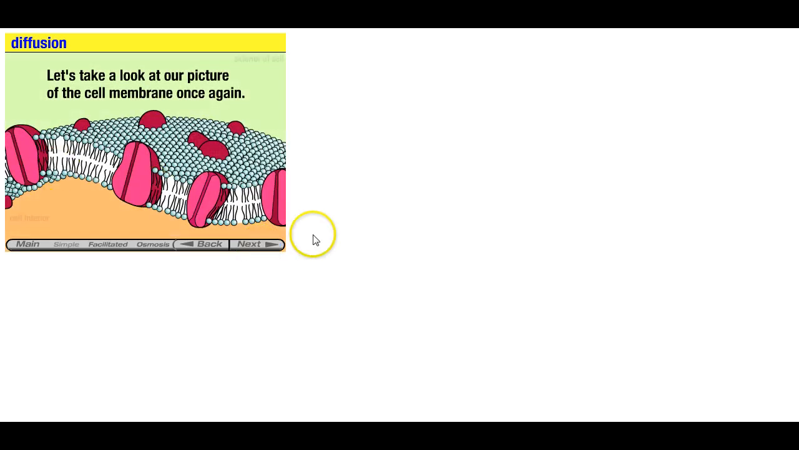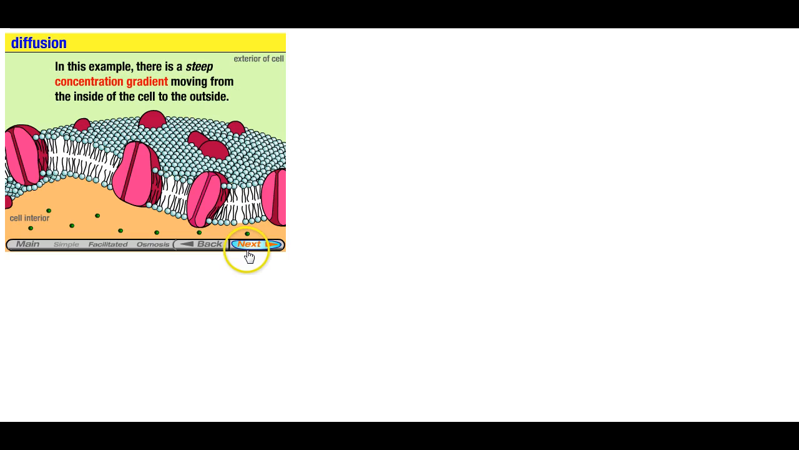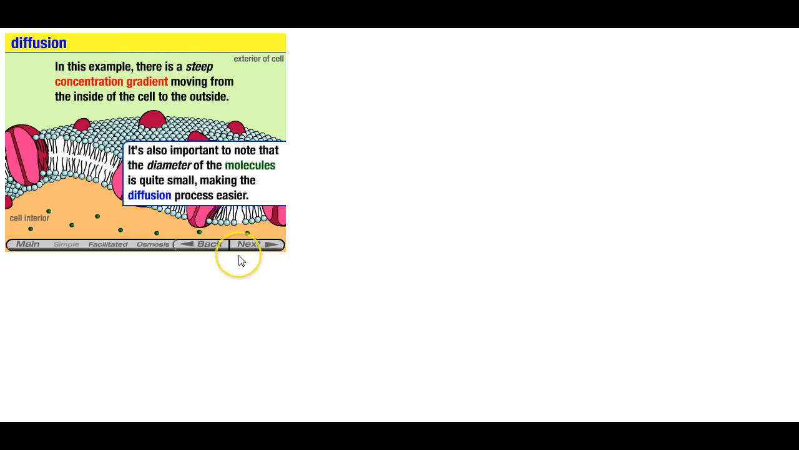All right, there's your membrane again. They're just going to show the concentration gradient moving from the inside to the outside. They're saying diameter, the size is small, so it's going to move quickly to the outside. And we met equilibrium. Good to go. All right, let's take a peek at facilitated.